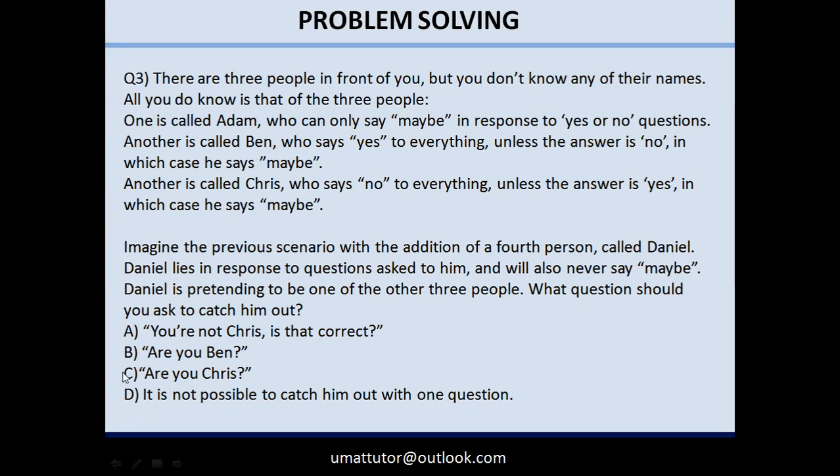And as for option C, if you ask that question to Daniel, he'd say yes. If you asked it to Adam, he'd say maybe. If you asked it to Ben, he'd say maybe. And if you asked it to Chris, he'd also say maybe. And therefore that's the correct option, because Adam, Ben and Chris would all say maybe, whereas Daniel would say yes. Therefore that would identify him individually, and that's how you'd catch him out.